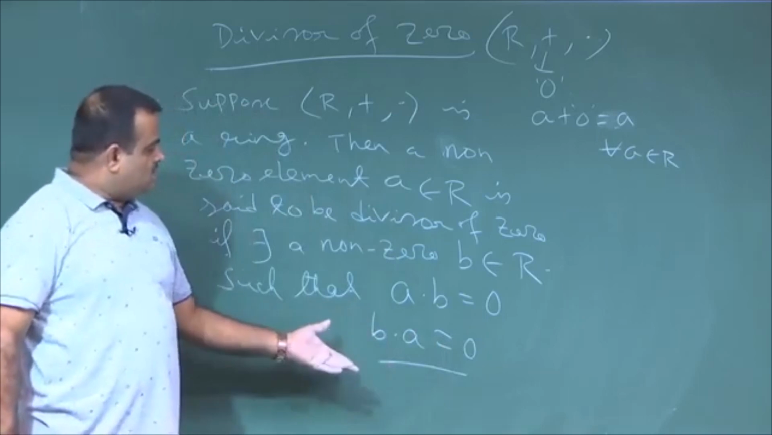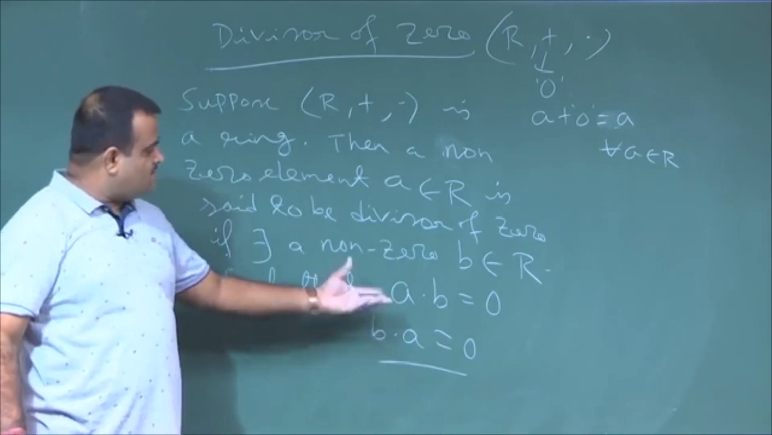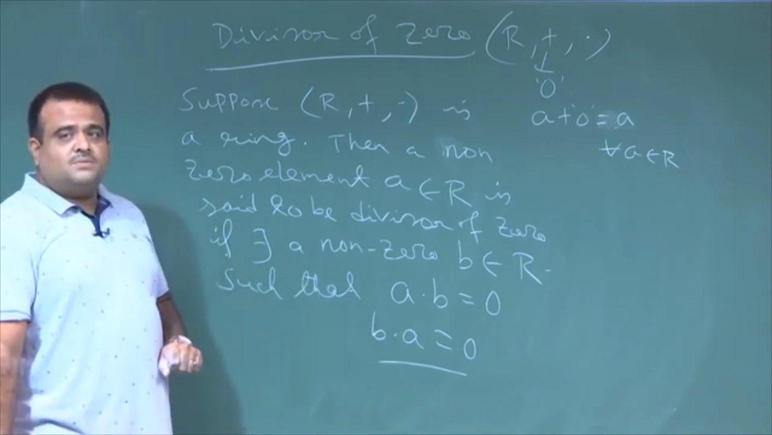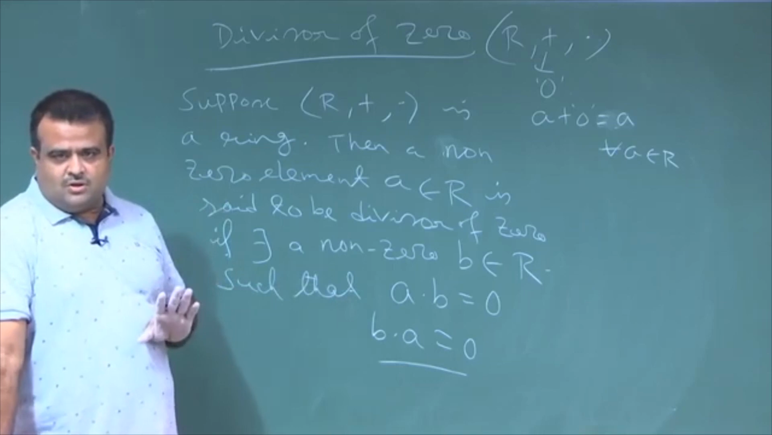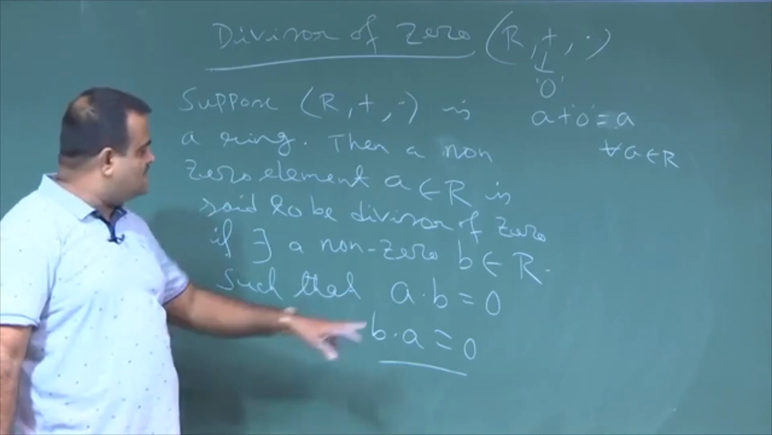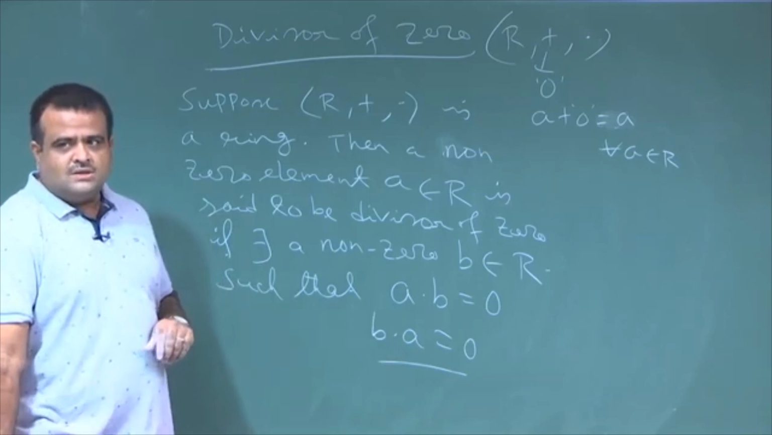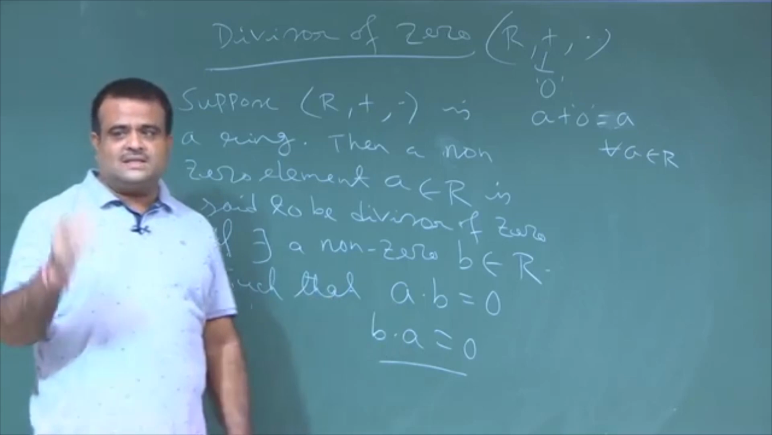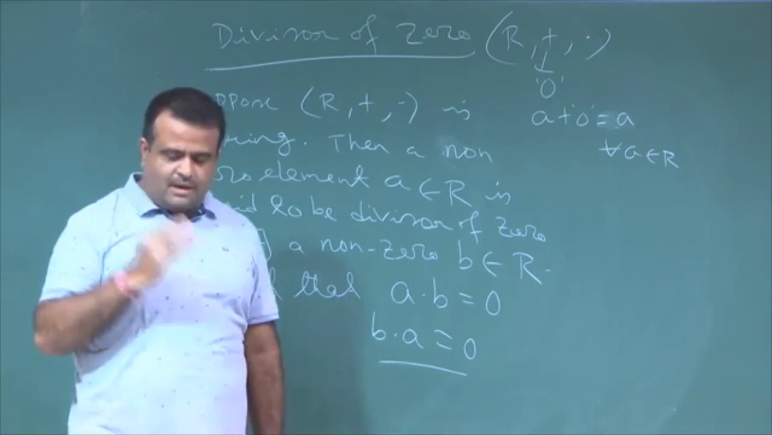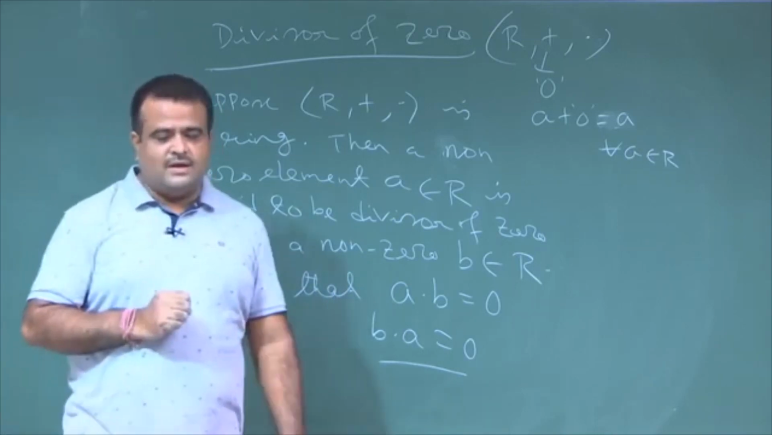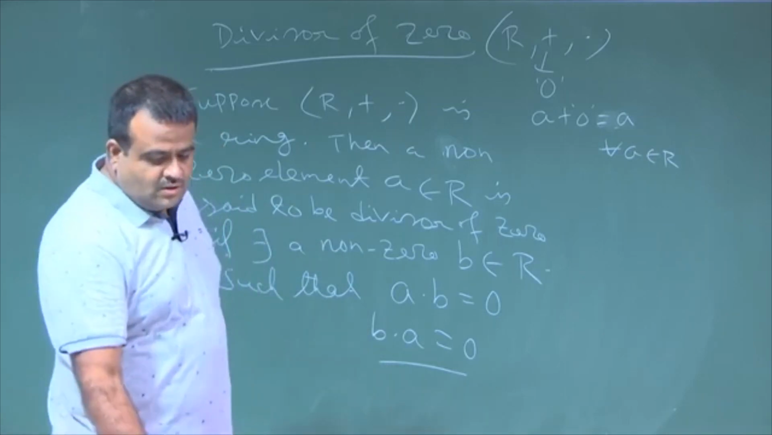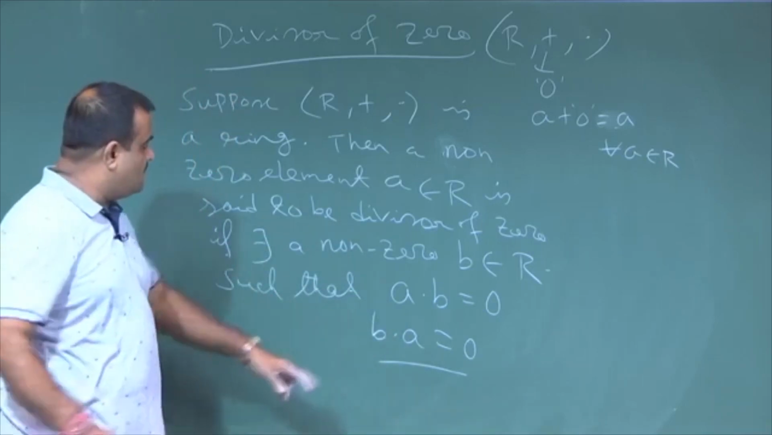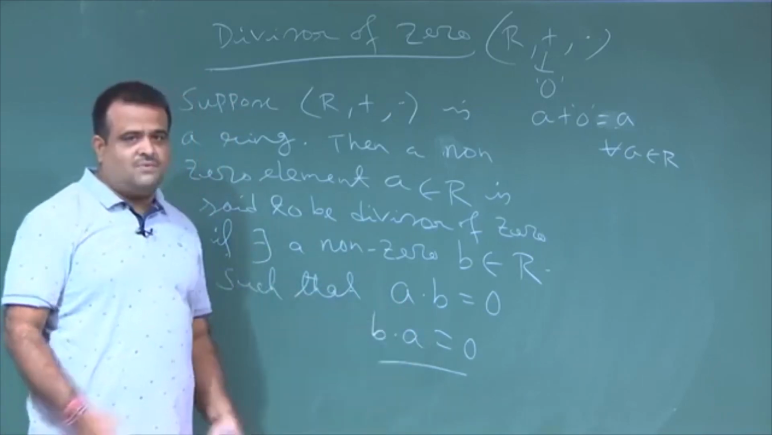But if dot is commutative, then both divisors are the same. So A will be called a divisor of 0. A has to be non-zero, if there exists a B which is also non-zero such that A dot B is equal to 0. If such an A exists, then A is called a divisor of 0. So this is a left divisor and this is a right divisor. Now, if this is a commutative ring, then both the divisors are the same.